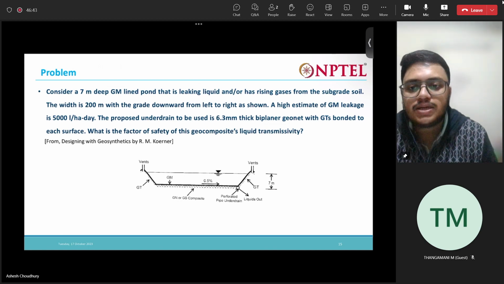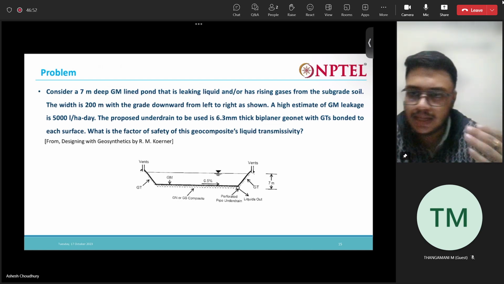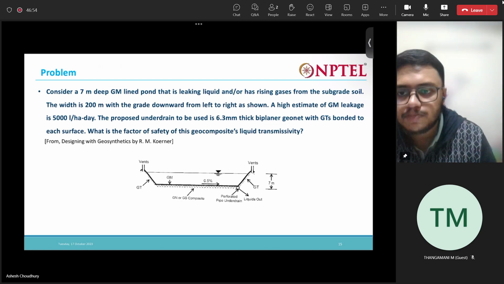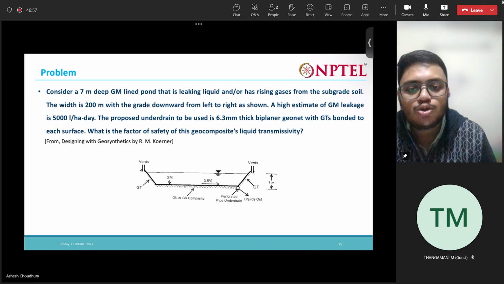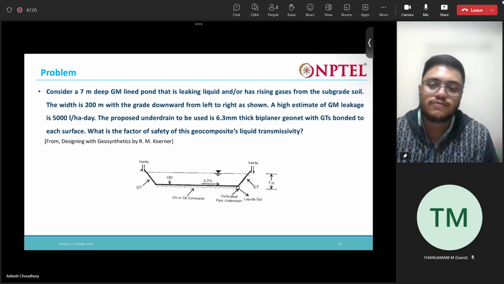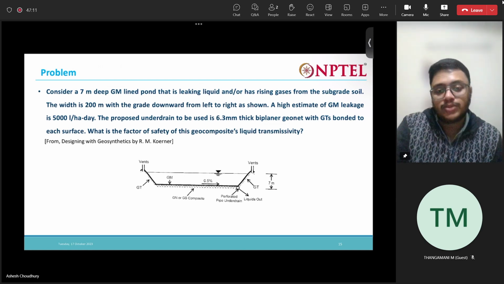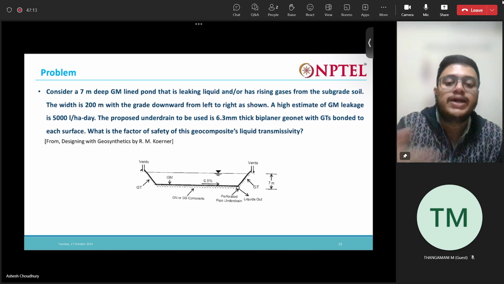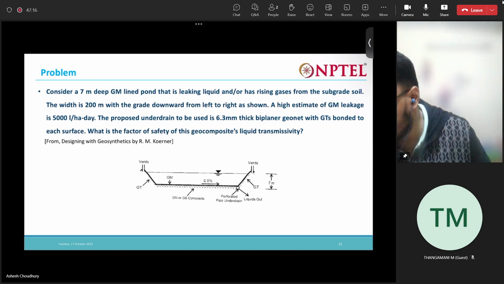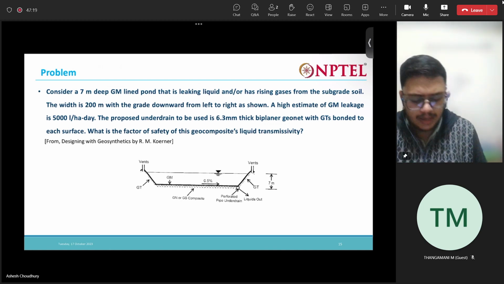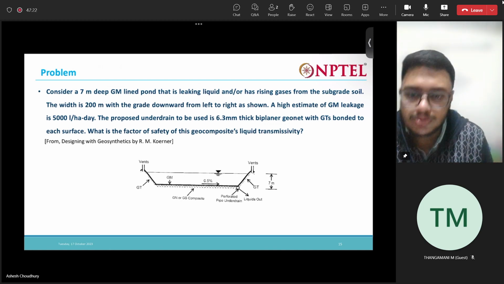The width is 200 meter with a grade downward from left to right as shown. A high estimate of geomembrane leakage, the maximum high estimate, is 5,000 liter per acre per day. The proposed underdrain to be used is 6.3 mm thick biplanar geonet with geotextile bonded to each surface. What is the safety factor for this geocomposite liquid? This is not the liner design. This is from the previous classes, the drainage design, but related to landfills.